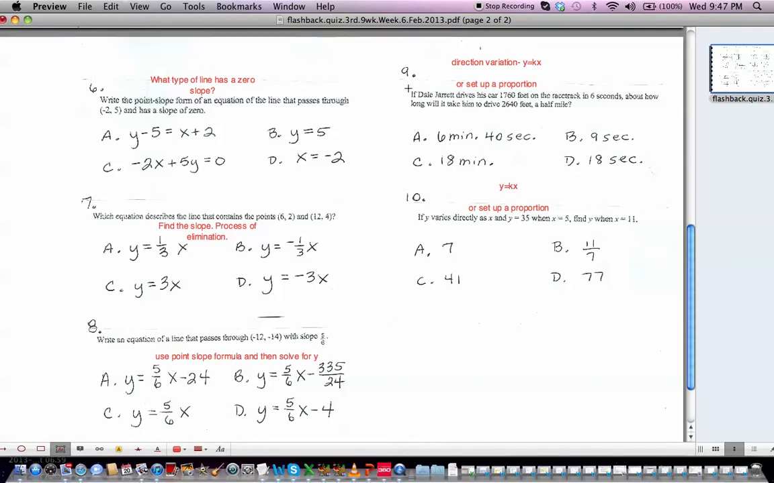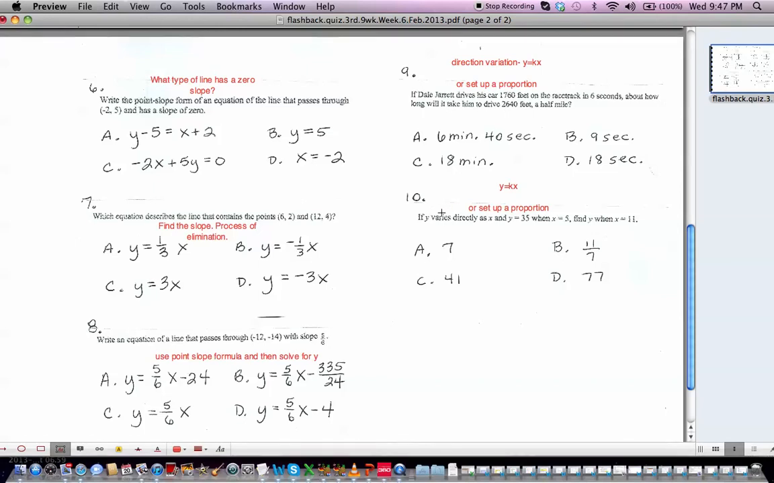And then number 9, if Dale Jarrett drives his car at 1,760 feet on the racetrack in 6 seconds, about how long will it take him to drive 2,640 feet, half a mile? You can use direct variation once again, y equals kx, or you can set up a proportion. Whichever way is easiest for you.